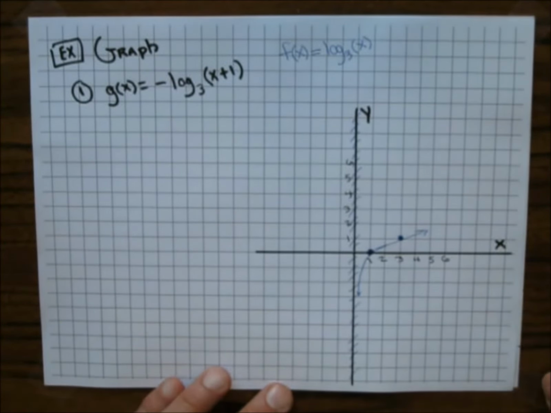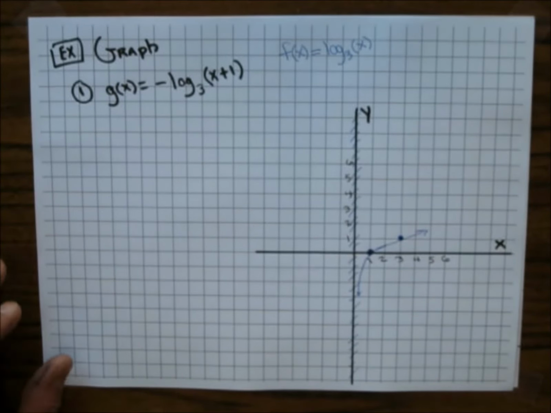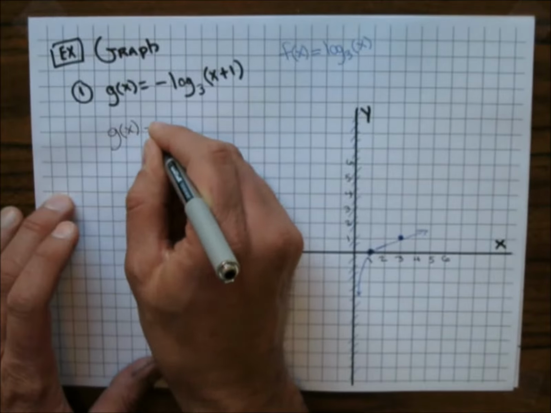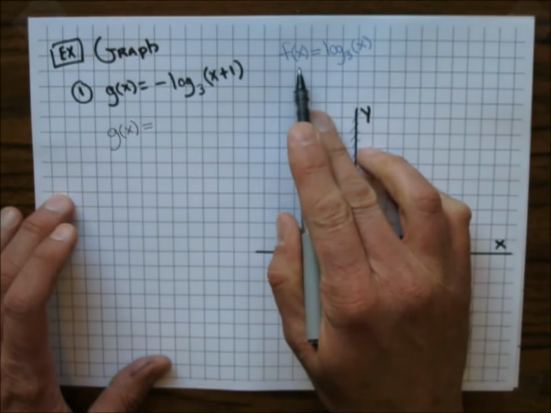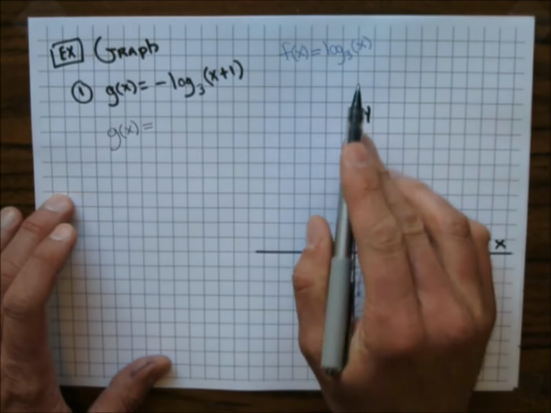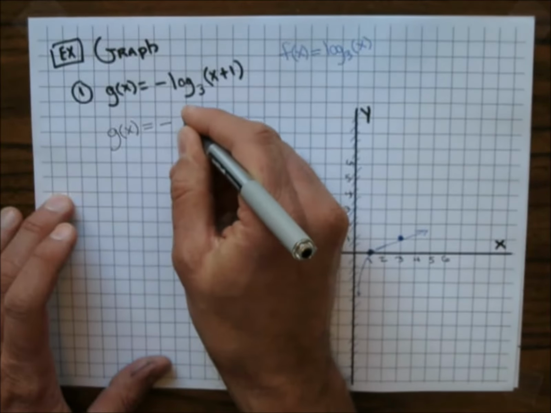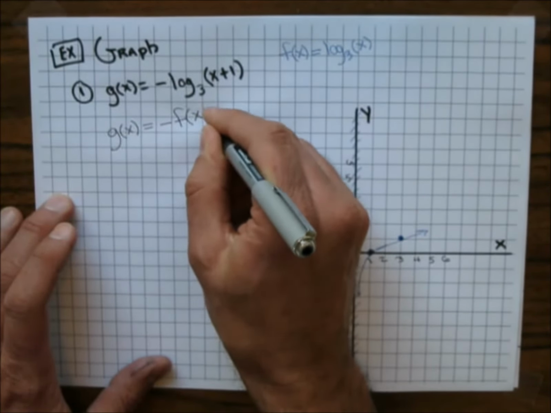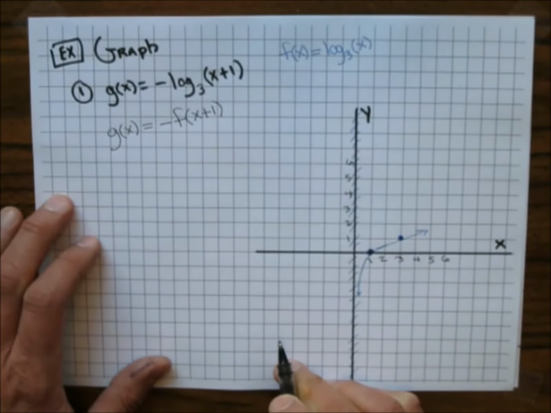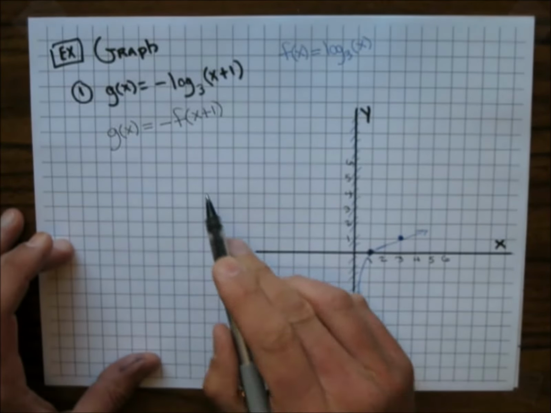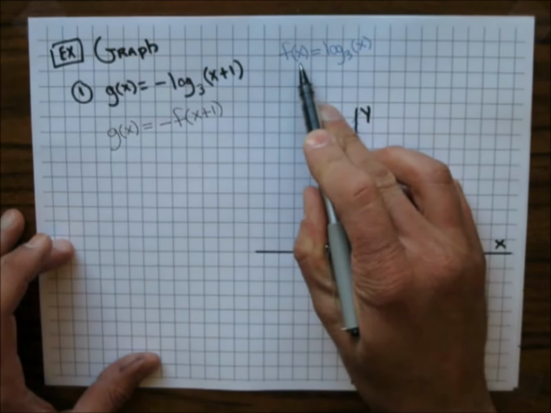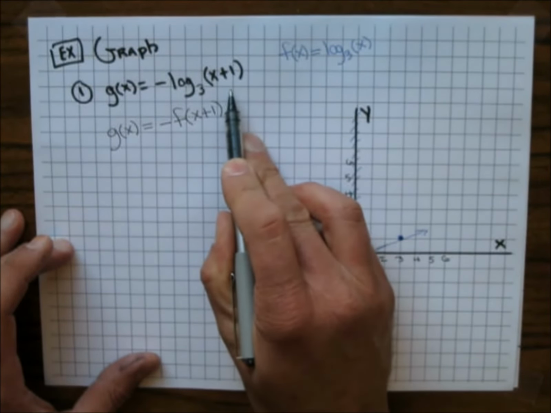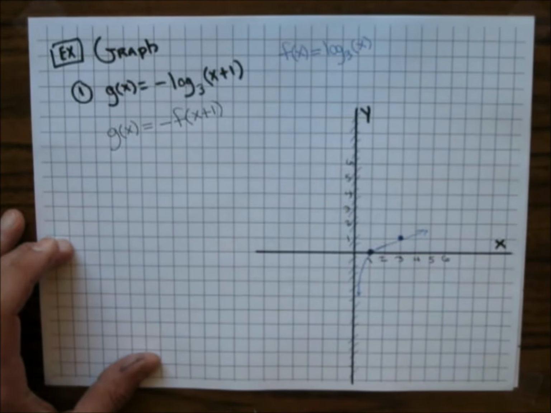There's the log graph. So what we're going to do here is transformations. I'm transforming this mother graph by going like this: negative f of x plus 1. And this is the part where everybody said, where did the log go? Remember, when you put x plus 1 into this function, it says log base 3 of x plus 1, which is what we have here, and we have the minus in front of there.